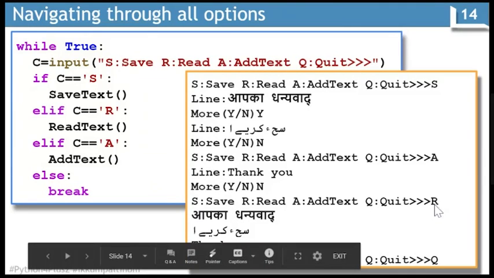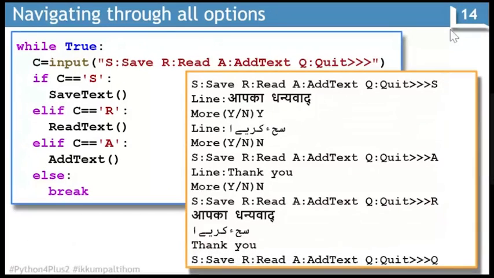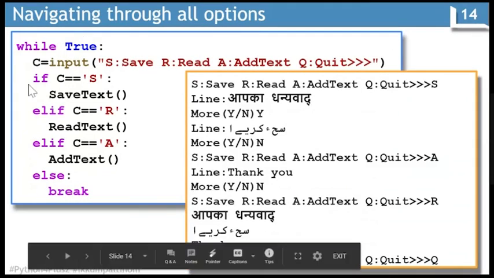This time, if we write R, that means the function which is responsible for displaying the content will be called, and you can see the entire content displayed as Aapka Dhanyawad, Shukran, and thank you. At the end, if you want to terminate the loop, you will click on Q, that is going to quit. So this particular menu will help you to navigate through all the functions.